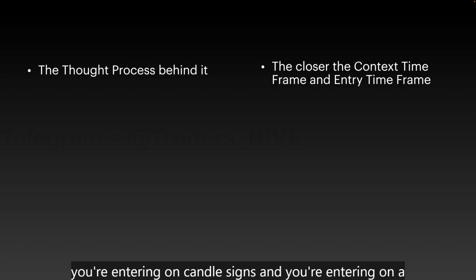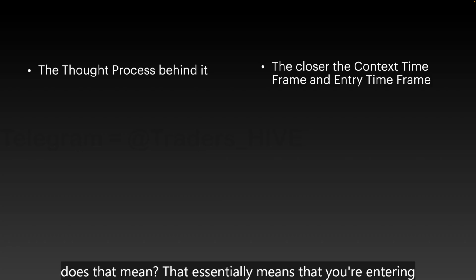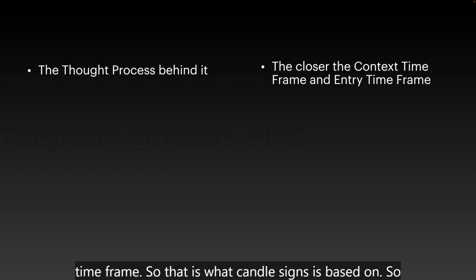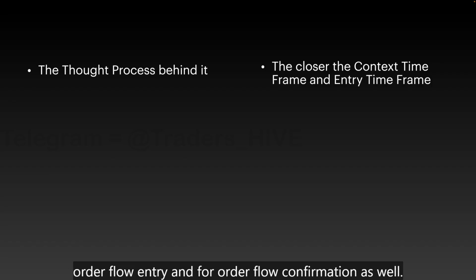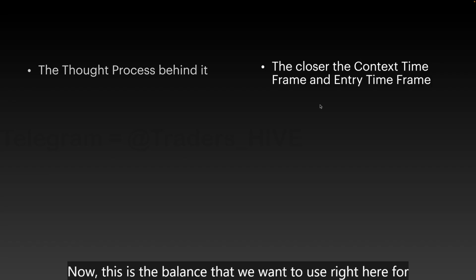Now, if you're entering on candle signs and you're entering on a 4-hour 2-candle rejection from a daily fair value gap, what does that mean? It essentially means that you're entering with fair value gaps that have been created on the lower time frame. So that is what candle signs is based on. So that is then where we have to find a balance for order flow entry and for order flow confirmation as well. Now, this is the balance that we want to use right here.